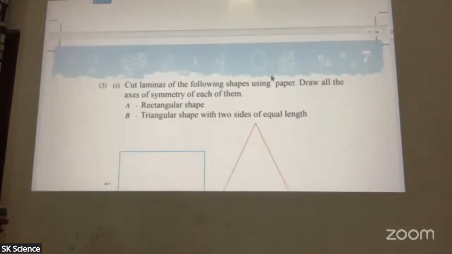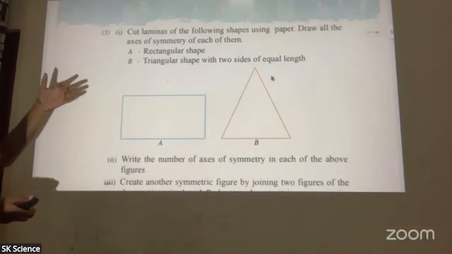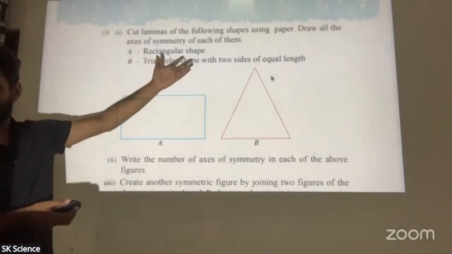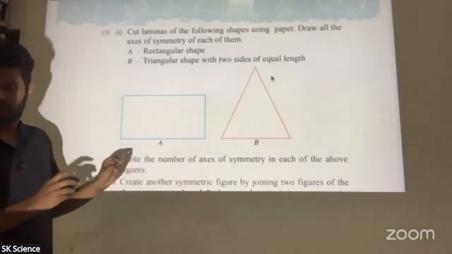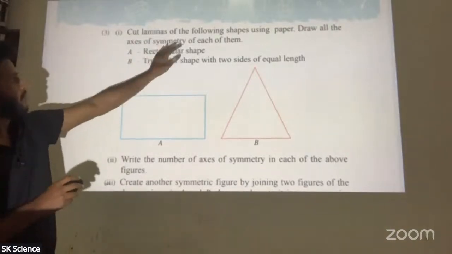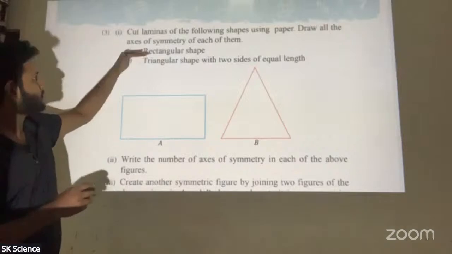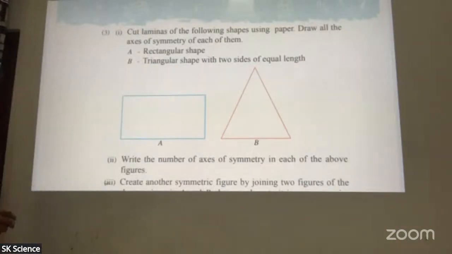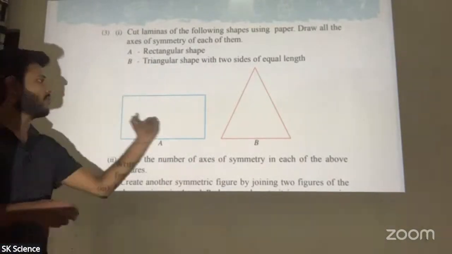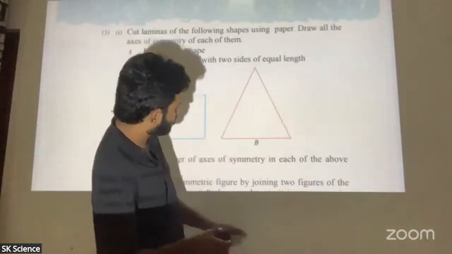Then question 3. Cut out laminas of the following shapes using paper. Don't move here and there. Draw all the axes of symmetry of each of them. You have to draw all. This one, here, this one, this one. This one has only one.